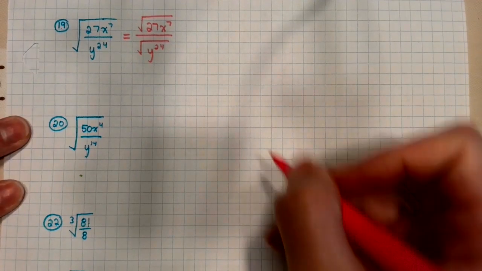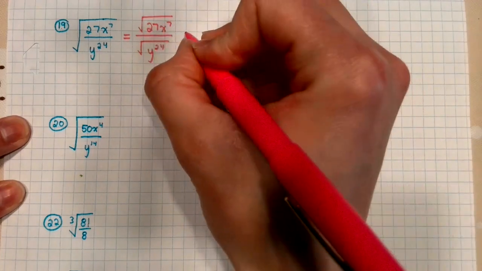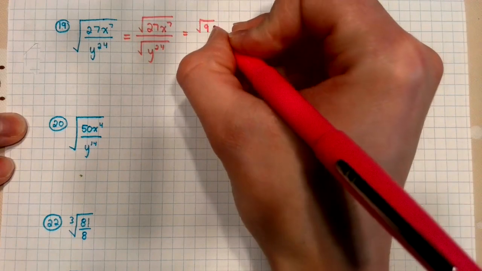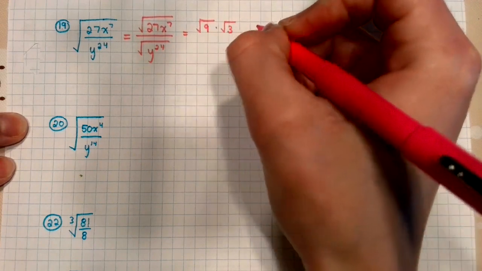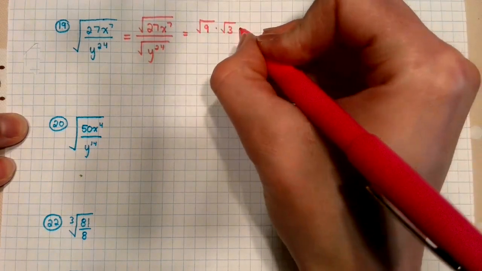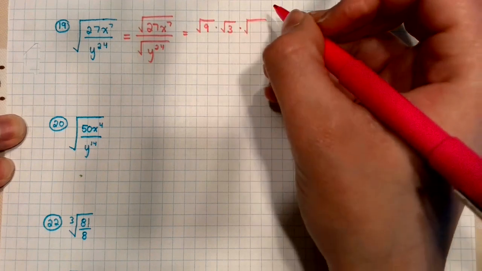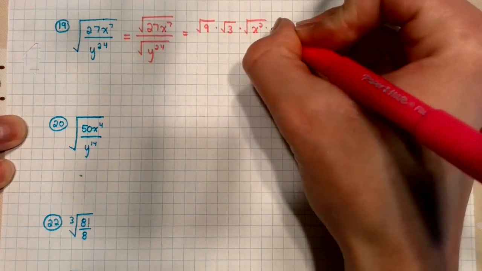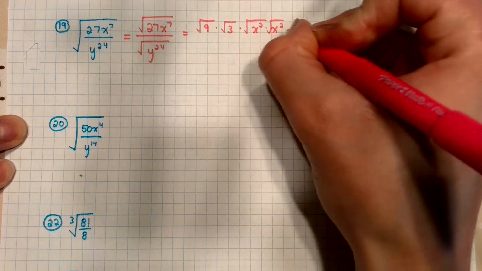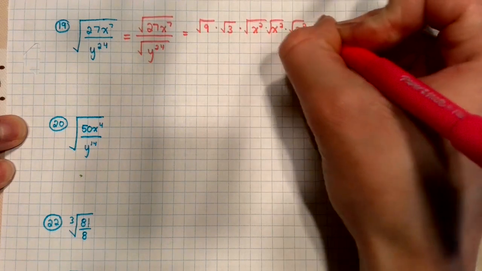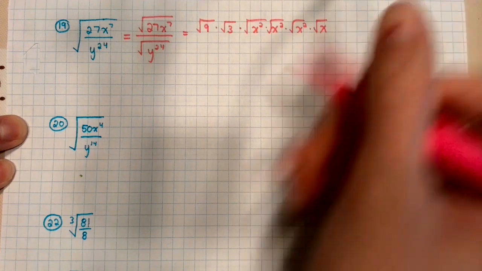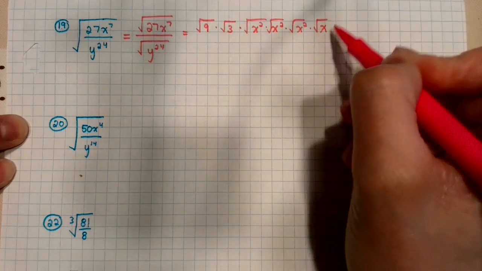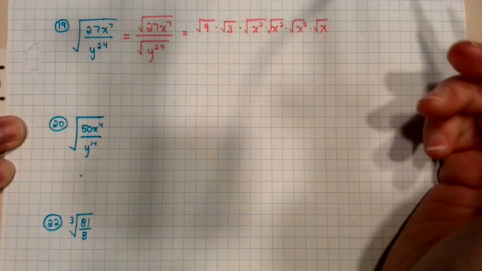And then we're going to go through and simplify both the top and bottom of this rational expression. So the square root of 27, we're going to break that down so that it's the square root of 9 times the square root of 3. And this x to the 7th, just like we did on number 16, we're going to write this as the square root of x squared times the square root of x squared times the square root of x. So that's how we can break that apart into its perfect square factors. And then the ones that we can't take the square root of, we'll just leave as a square root.